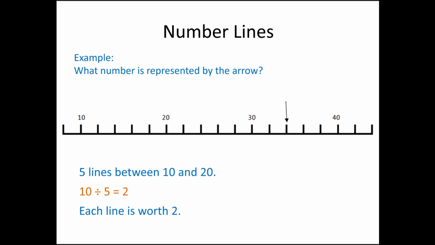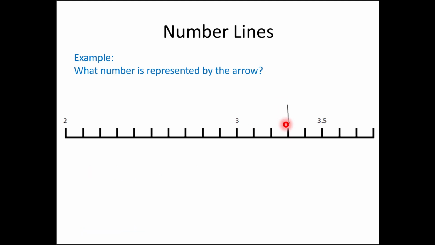So each section must be worth 1/5 of that. So I now go to the number before my arrow. Each line's worth 2. So if that's 30, that's worth 32. That's worth 34, and my answer is 34. Let's look at another one. Which number is represented by the arrow?